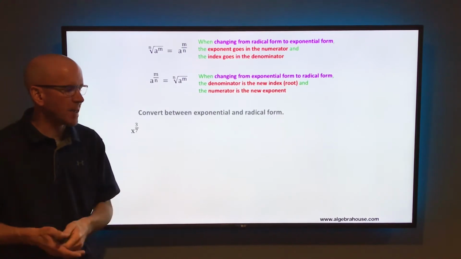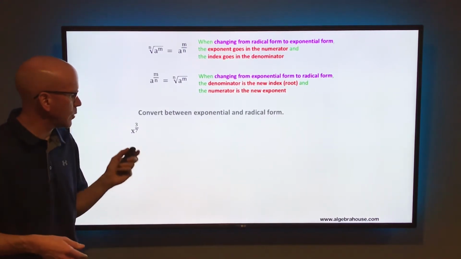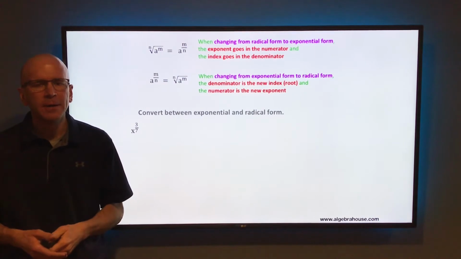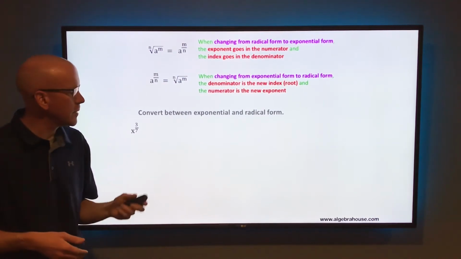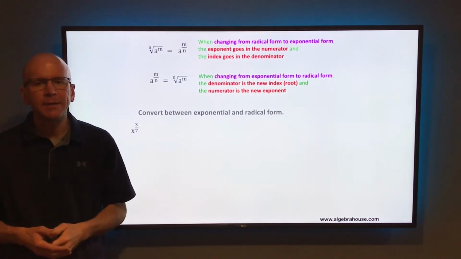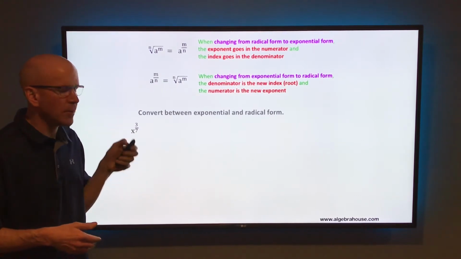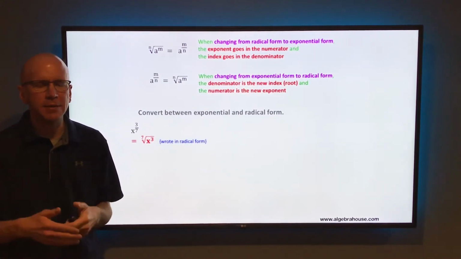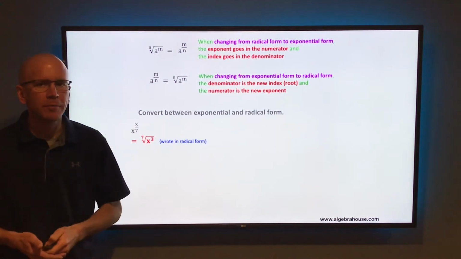I'm going to go between exponential form and radical form, starting with x to the 3/7 power. Well, if you're converting that to radical form, that 7 is the root, and that 3 in the numerator is the new exponent. So it'd simply be the 7th root of x to the 3rd.